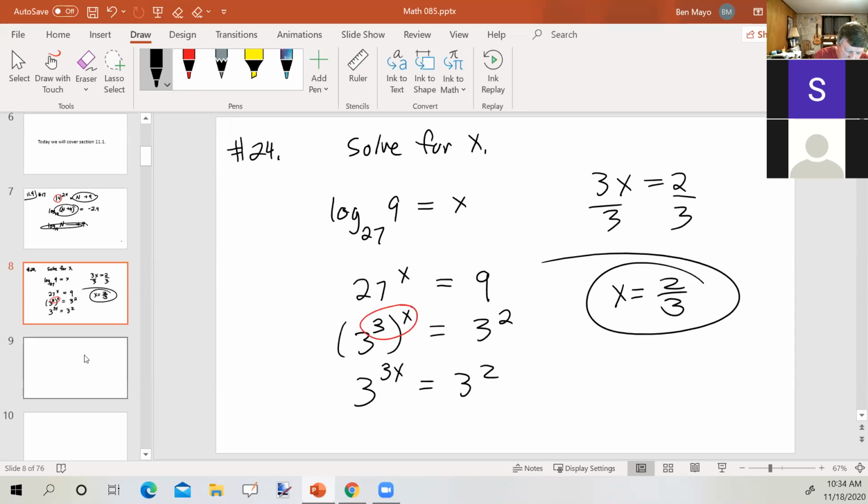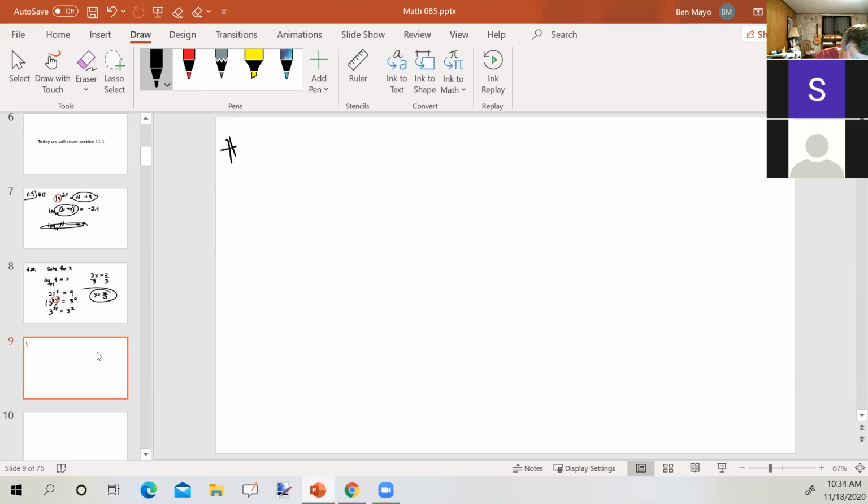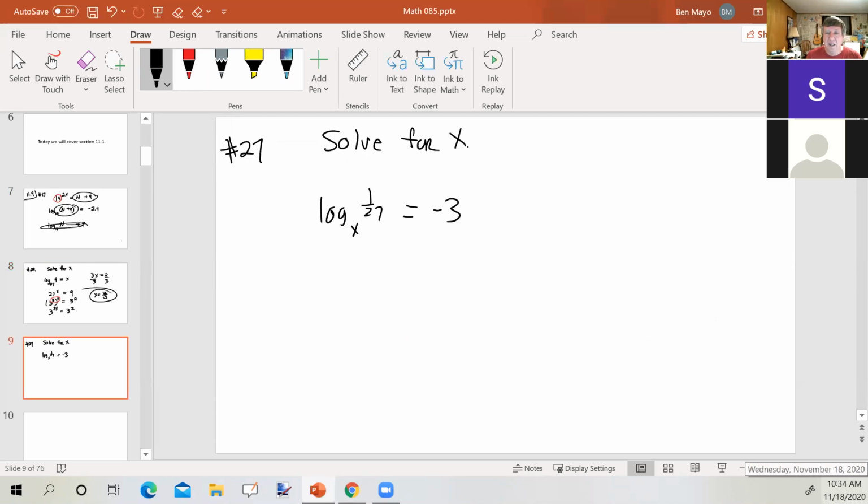All right, let's take a look at problem number 27. It again says solve for x, and we have log base x of 1/27 equals negative 3. So taking this logarithmic equation and putting it in exponential form, we get x to the negative 3 equals 1/27.